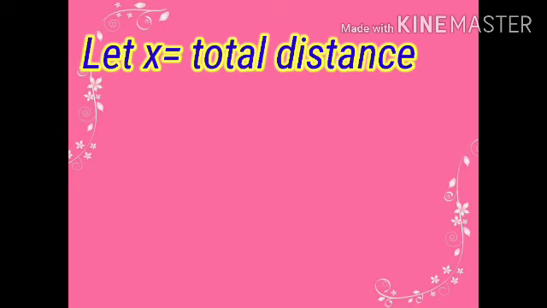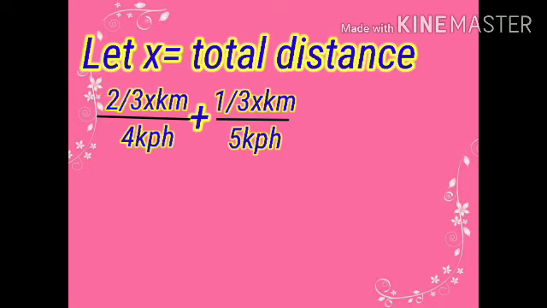To solve, let x be the total distance. 2/3 x kilometer over 4 km per hour represents 2/3 of the distance at 4 km per hour. 1/3 x kilometer over 5 km per hour represents the rest of the distance covered at 5 km per hour. And 3/2 hours represents the total time traveled.